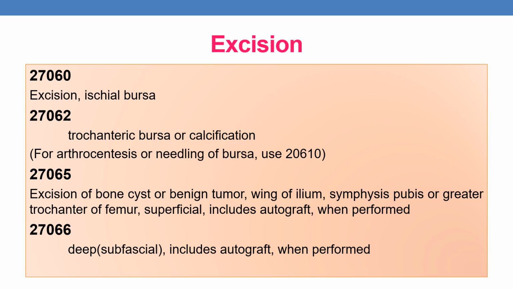The next CPT is 27065. It deals with excision of bone cyst or benign tumor, wing of ilium, symphysis pubis or greater trochanter of femur, superficial, includes autograft when performed. The next is 27066. It deals with excision of bone cyst or benign tumor, deep. It includes the autograft when performed.